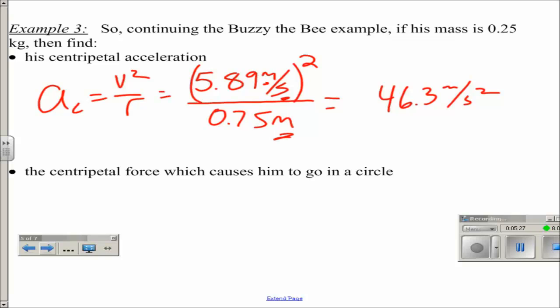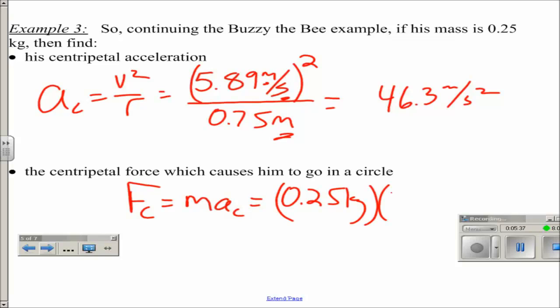All right? And then to find the centripetal force, since I already know the acceleration, I'm going to use this one. So I'm going to multiply the mass of the bee by his acceleration and get 11.6 newtons. Okay, so there's the centripetal force on the bee. That's how much force is required to keep the bee going in a circle.